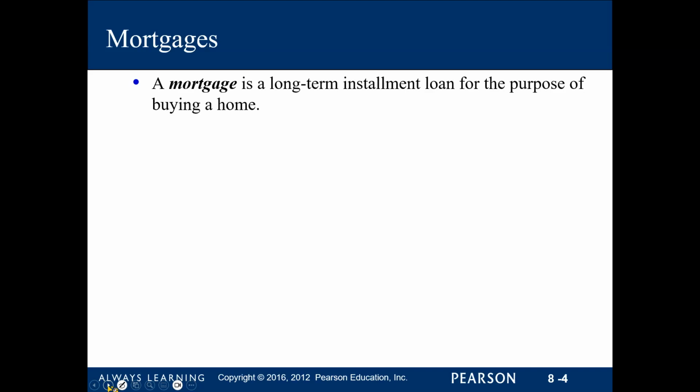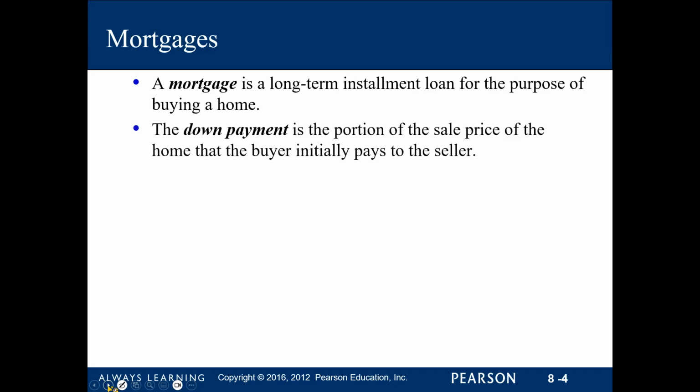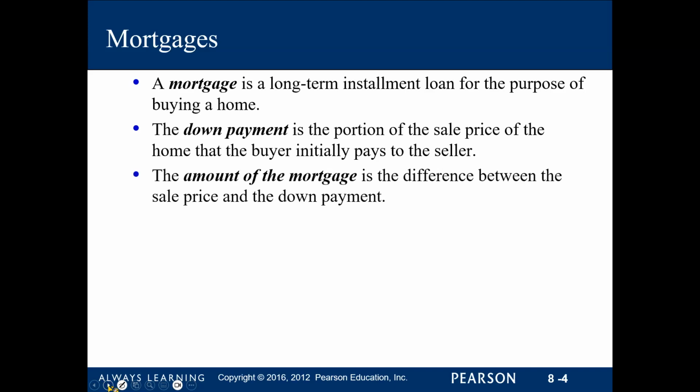So let's have some vocab words first. A mortgage is a loan for the purpose of buying a home. Every time you make a big purchase, usually like cars or a home, there is a down payment, which is a portion of the sale price that needs to be paid initially to the seller. The amount of the mortgage is the difference between the sale price and the down payment. So remember, the down payment is paid upfront and deducted from the sale price, and the remaining amount is the amount of the mortgage.